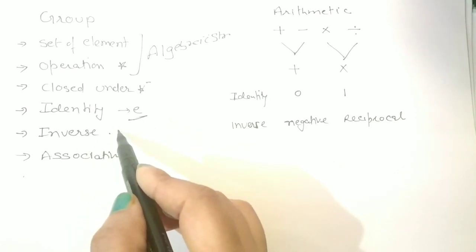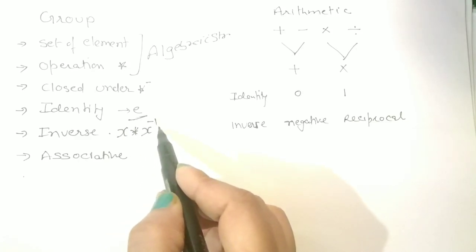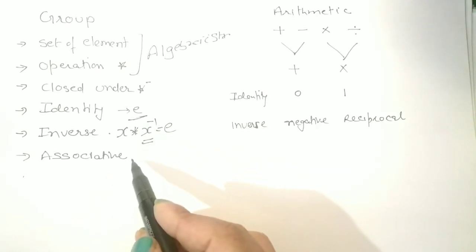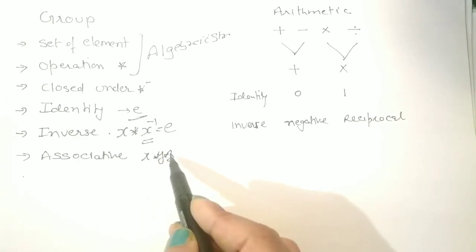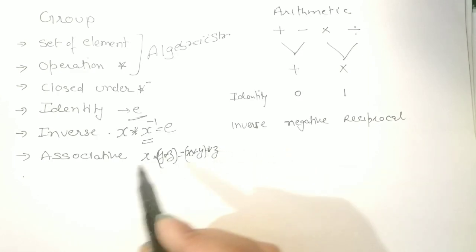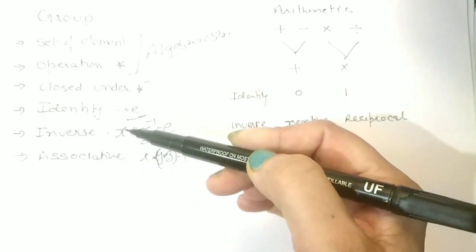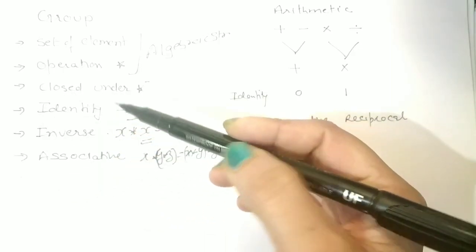So that is the particular element with which we operate any element, the answer remains the same. Inverse means when we have x and we operate it with its inverse, we get identity. So this element is called the inverse of that element. Associative law means if you have three elements and when you operate three elements, it doesn't change the answer if you change the bracket. Now this is the definition of a group. These four properties are to generalize the different types of sets under different operations. If these four are satisfied, then we call a set a group.